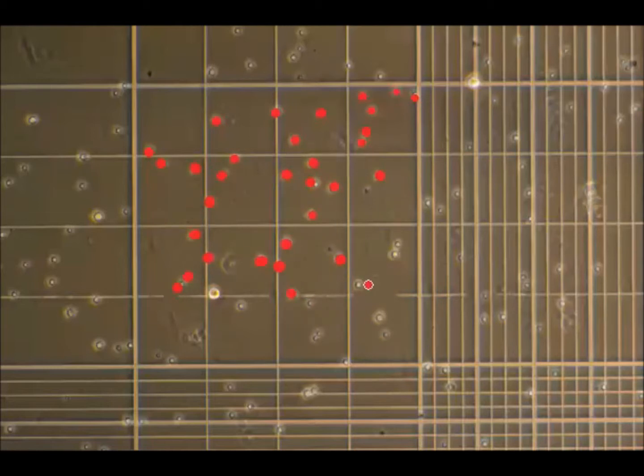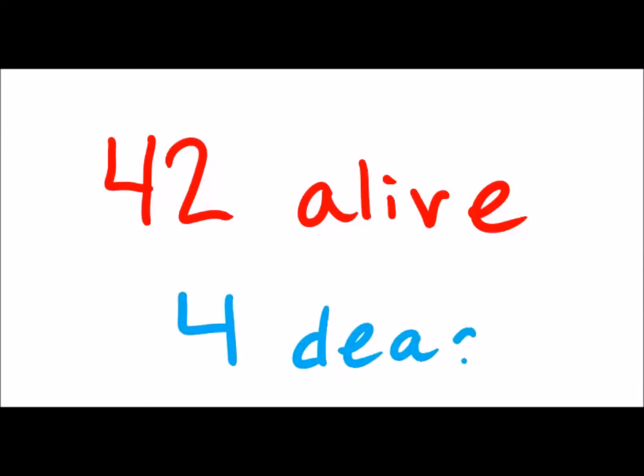Here, all the cells alive are dotted red, and those stained blue by the trypan are dotted blue. In the end, we had 42 that were alive and 4 that were dead. The counting needs to be repeated 7 more times for the other 4x4 squares on the hemocytometer. Then we can start to calculate the cell density, which is the cells per milliliter of solution.